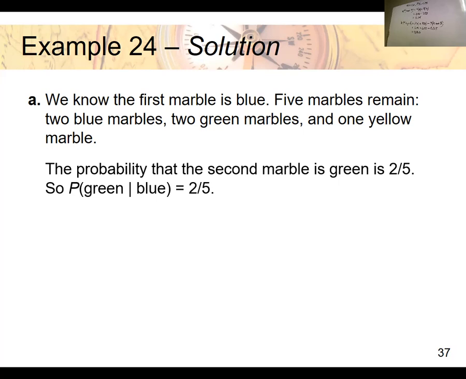Questions on how they got that? Because the first marble we drew was blue, that means there are 5 remaining. We started off with 3 blue marbles, now we have 2, and then you've got 2 green marbles and 1 yellow marble. It might be better to show this up here.